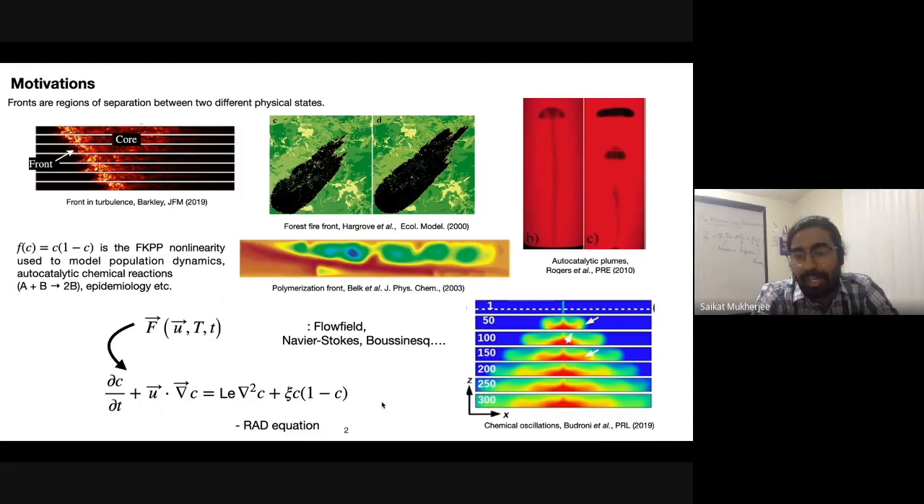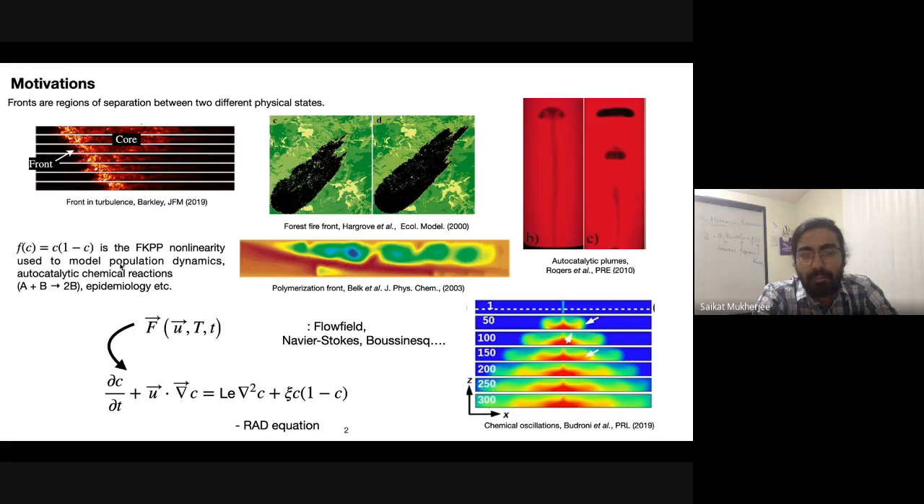Now, for all the studies there are different kinds of nonlinearity, but I have stuck with this quadratic function. It has a hefty name, the Fisher-Kolmogorov-Petrovsky-Piskunov nonlinearity, but all it is, is the simplest kind of nonlinearity that you can cook up. It shows up in population dynamics and autocatalytic chemical reactions.